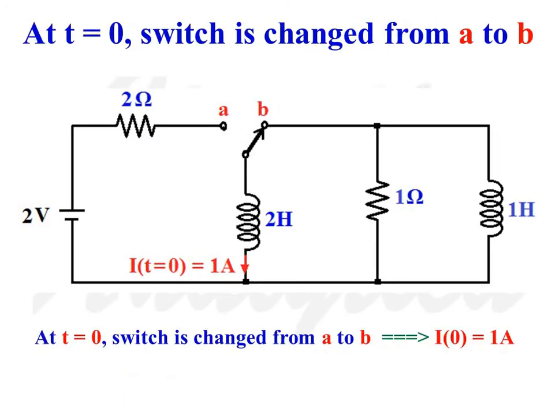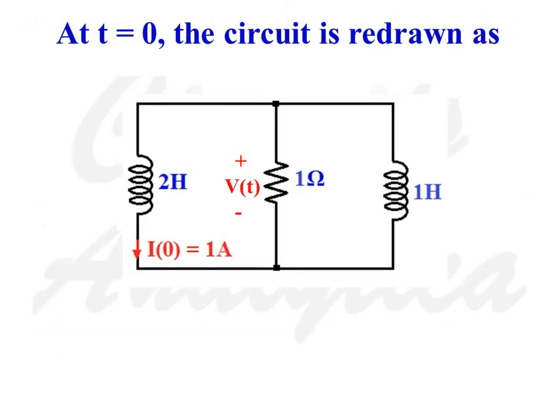At t is equal to 0, position of switch is changed from pole A to pole B. And inductor does not allow sudden changes in current flow. So inductor forces the same current to flow through it. So the circuit can be redrawn as shown here. At t is equal to 0, when switch S is changed from position A to position B, the circuit can be represented as shown.